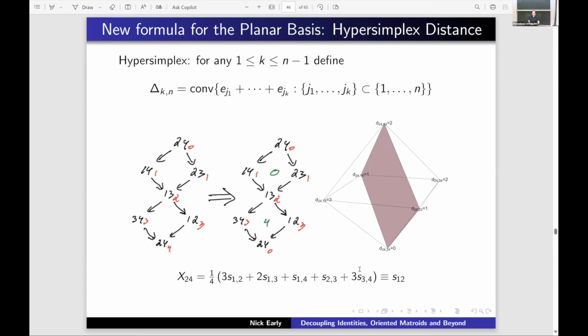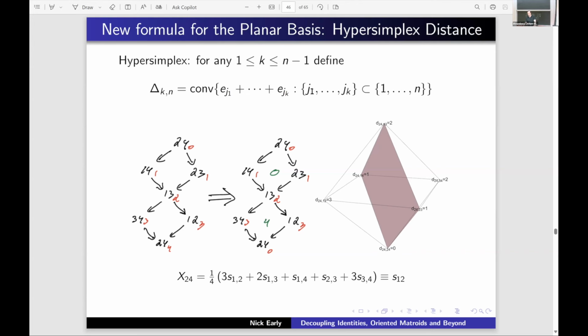Okay, so this is a little bit of combinatorics. For my physicist friends, you can sort of close your eyes to this side, but it is beautiful, and it is necessary in order to get linear independence for these new planar basis elements. So we need a new polytope, which you encounter a lot in geometric combinatorics, the so-called hypersimplex. The hypersimplex is the convex hull of all k-fold sums of basis vectors as you range over all k-element subsets.